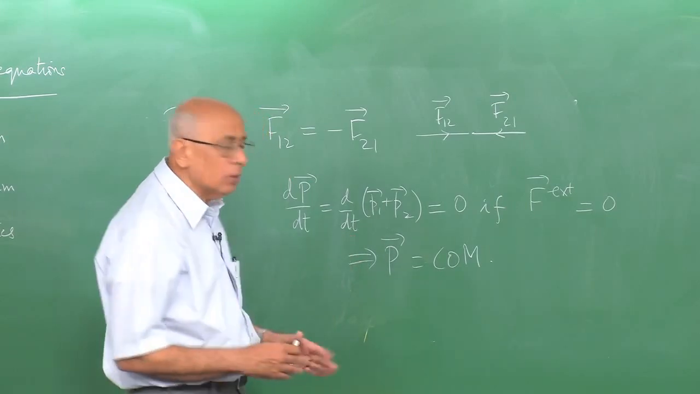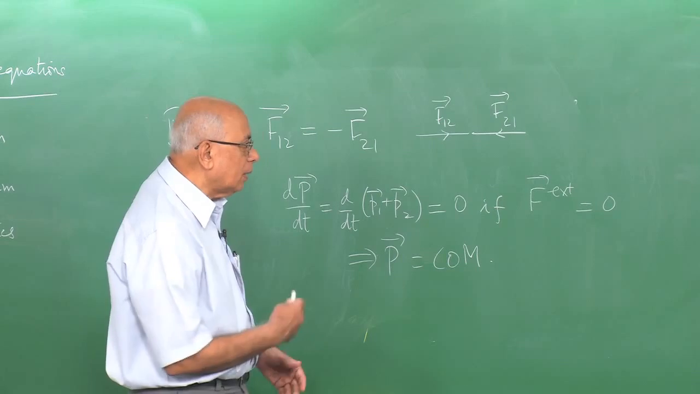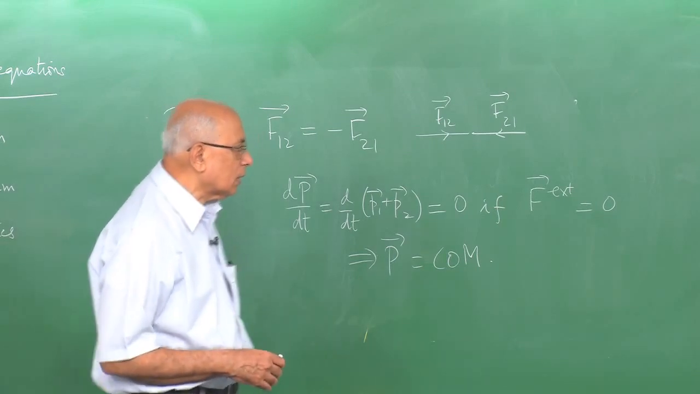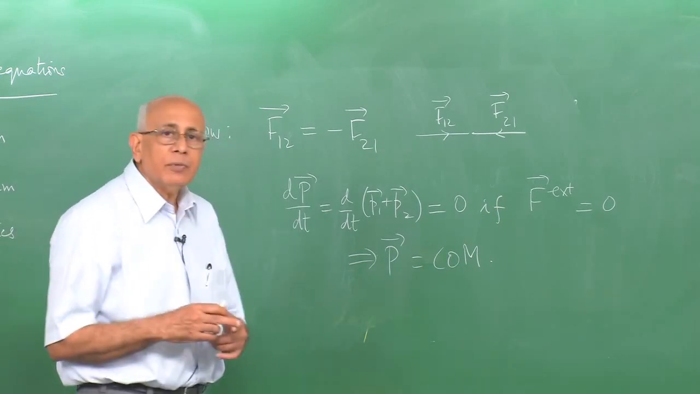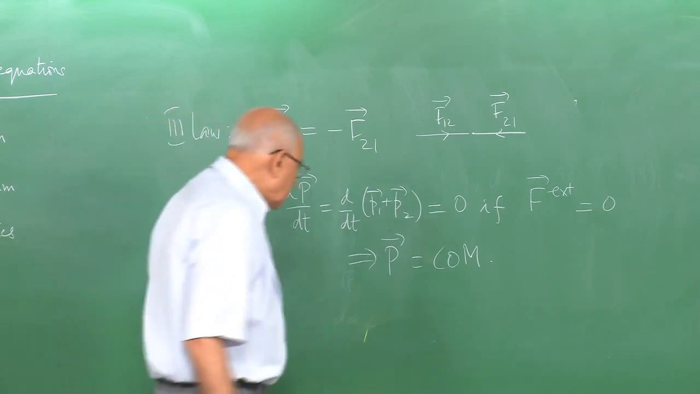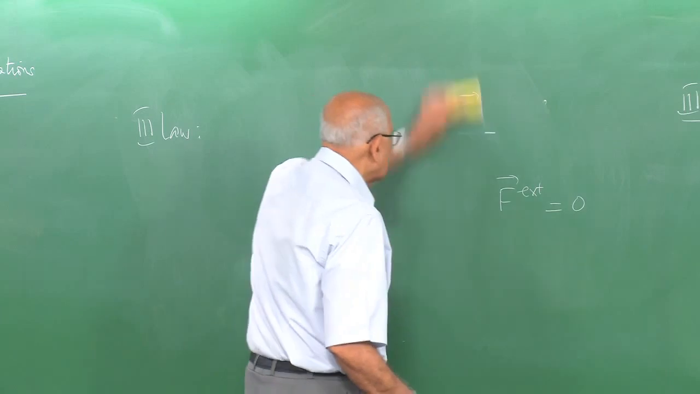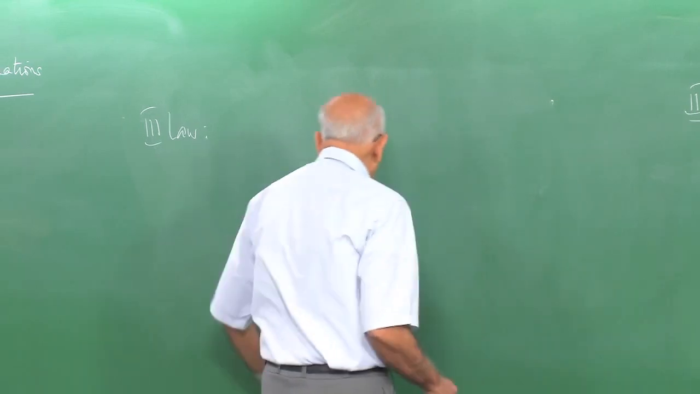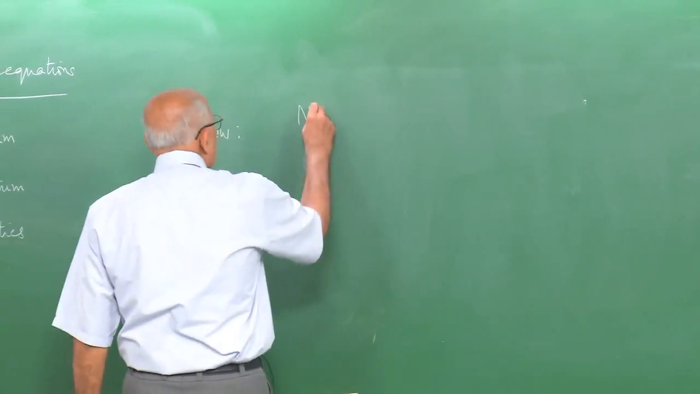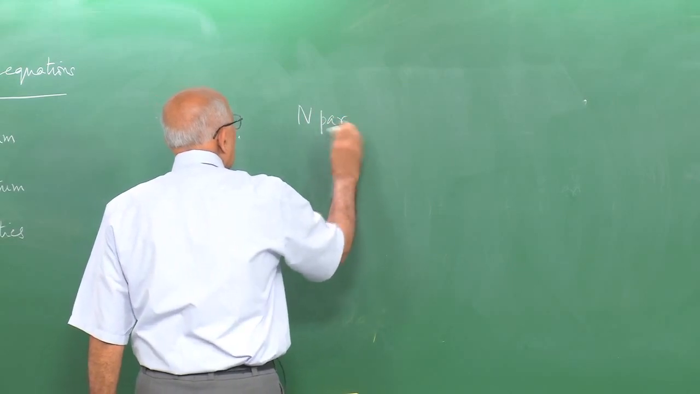When we see an application, you will see immediately the important role played by these constants of the motion. What happens if you have more than two bodies? That's a generalization that follows again from the third law, and it goes as follows. So let's suppose you have n particles or n masses.